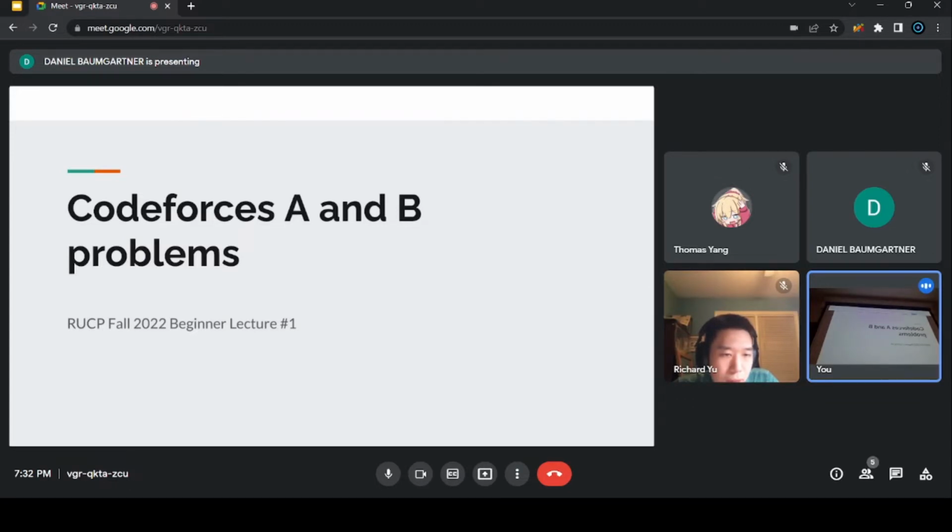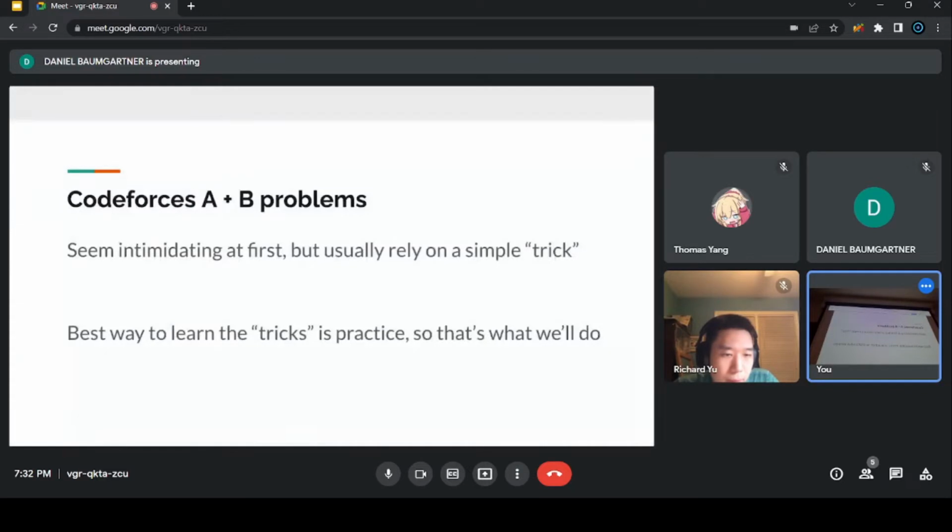So, A and B problems. In Codeforces, the A and B problems are naturally the first problems in the set. Since sets tend to be ordered in increasing difficulty, these problems are the place to start when you begin practicing problem solving in this setting.